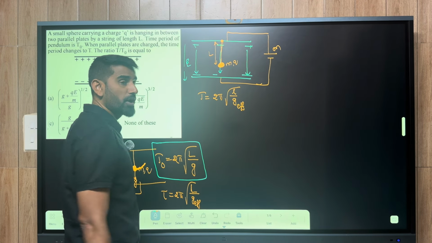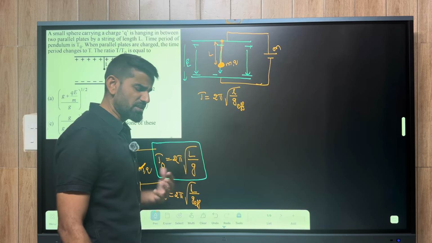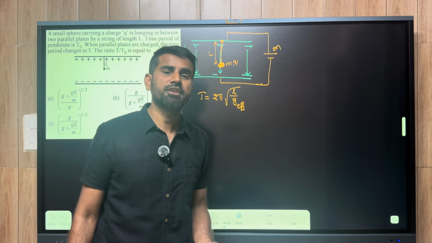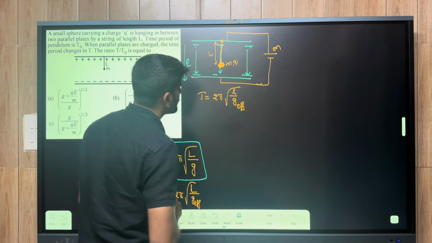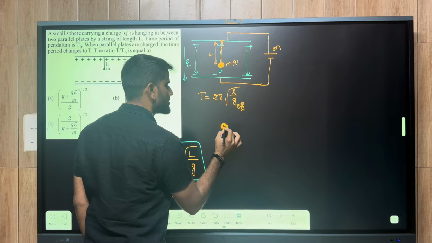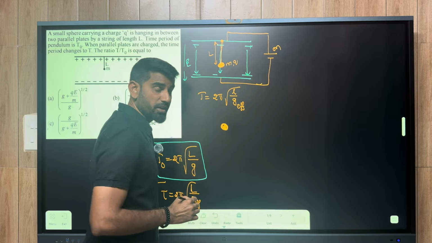Now we have to find this g effective. g effective is nothing but the acceleration, which is pointing downwards. Now, what is the force which is acting on the object? I'm taking the object here, the sphere. What are the forces which are acting?